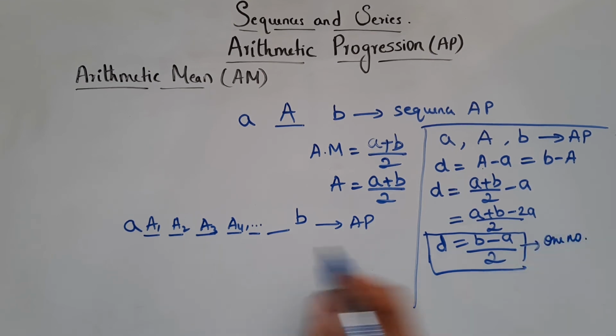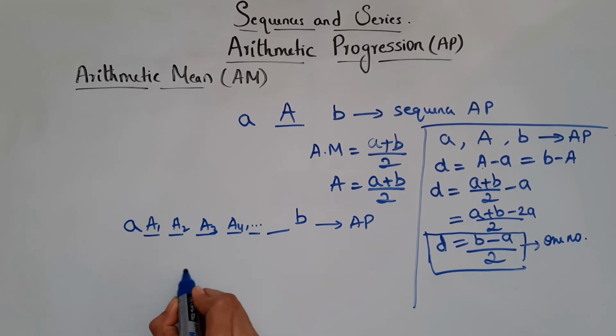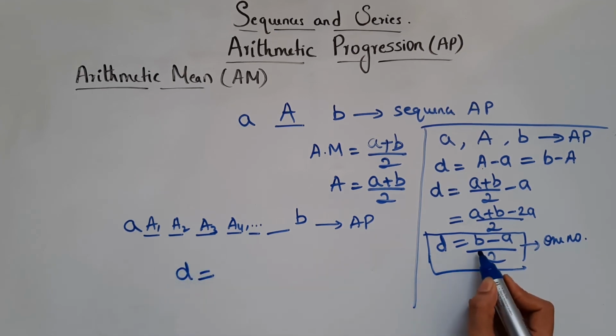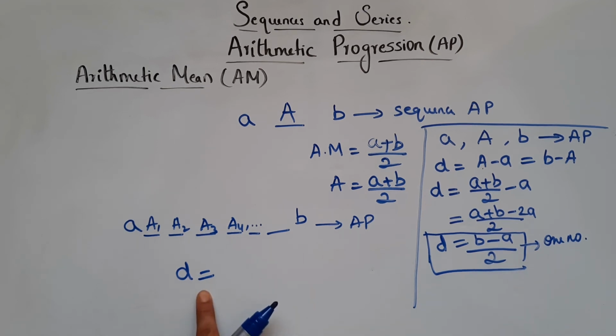Now for n numbers, what is the common difference? If you observe, (b minus a) by 2, for one number the denominator is 2. That means n plus 1, agreed? Here n is 1, we are inserting one number. Similarly, for n numbers, what will be the denominator? The numerator will be the same, b minus a, by what is the denominator for n numbers?